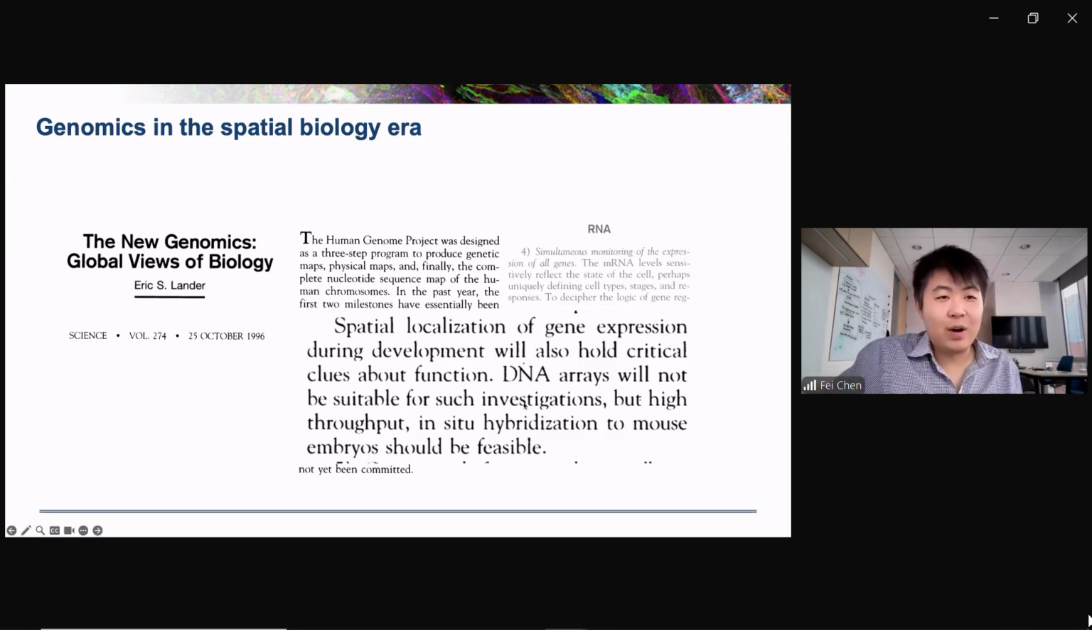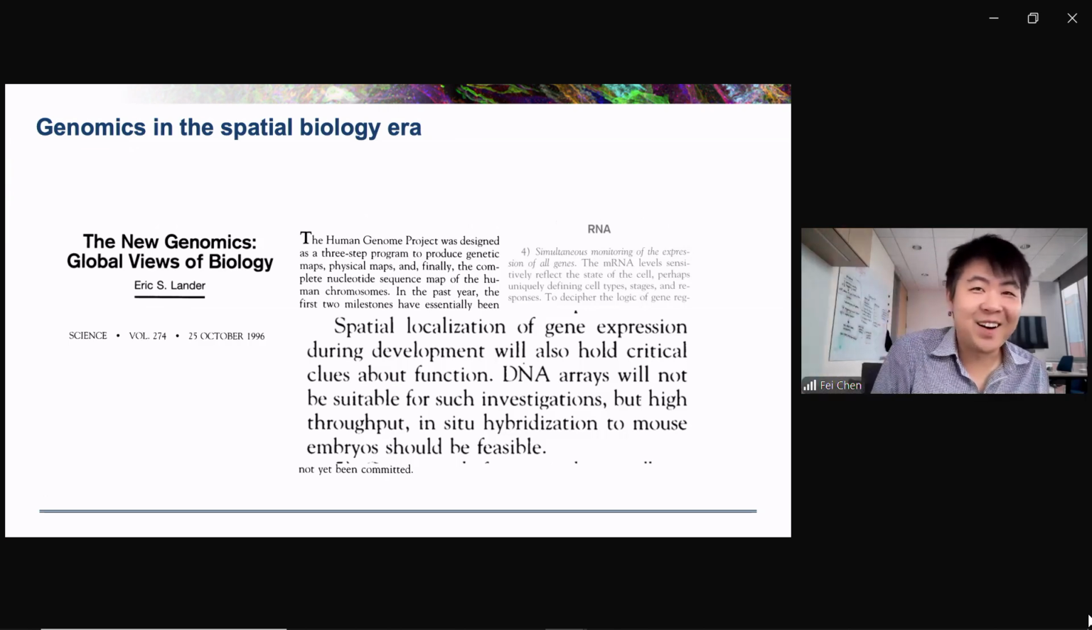I think in many ways this article was quite prescient, but it also reflects the revolution in genomics, because today we're in a magical time where we can look, actually with DNA arrays, at all the transcription of every gene in the genome at single cell or very high resolution.